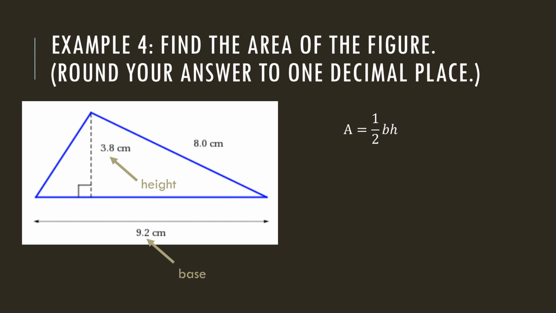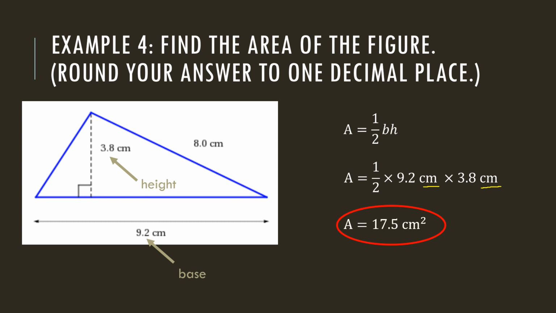So let's plug in our numbers. The area equals 1/2 times the base, 9.2 centimeters, times the height, which is 3.8 centimeters. Now don't forget, when you're talking about area, you're going to have square units. So we have centimeters times centimeters, which is going to give us centimeters squared, or square centimeters. You can say it either way. If you plug this in your calculator, you get the area equals 17.5 centimeters squared.